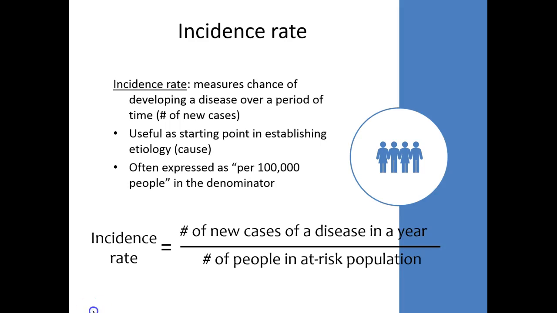number of people. To calculate incidence rate, we take the number of new cases of a disease in a year and we divide by the number of people in the at-risk population. So what I mean by at-risk is people that actually could get this disease. For example, if you're looking at an incident rate of prostate cancer, you would not consider women in that bottom number because women don't have prostates and so they are not at risk of getting prostate cancer. So if you have somebody who is not at risk of getting the disease you're looking at, you would not include them in the bottom number.